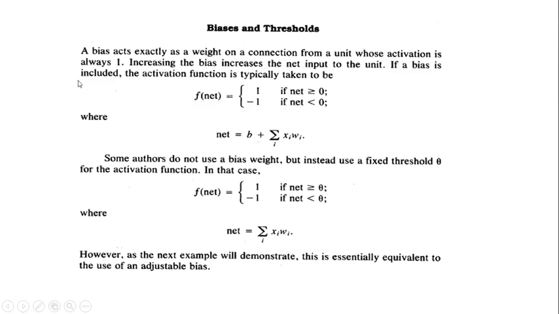If a bias is included, the activation is typically taken to be f(net) equal to 1 when the net is greater than or equal to 0, and equal to minus 1 if the net is less than 0. So the net output is b plus the summation of xi wi. I think I have explained this in the last class also. So the meaning is that the bias has been taken into consideration.